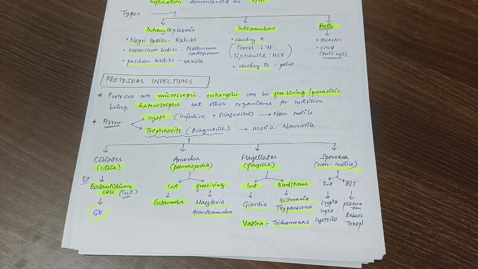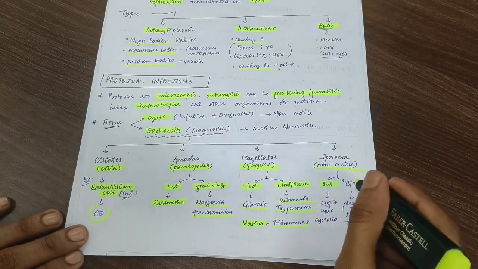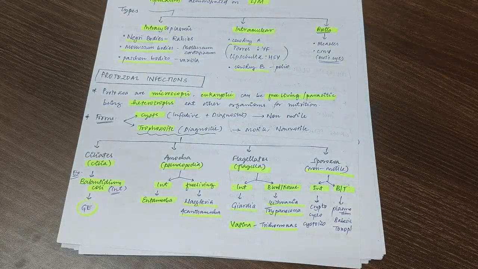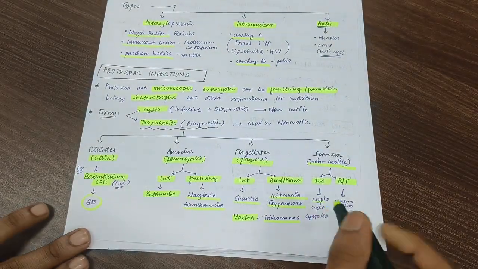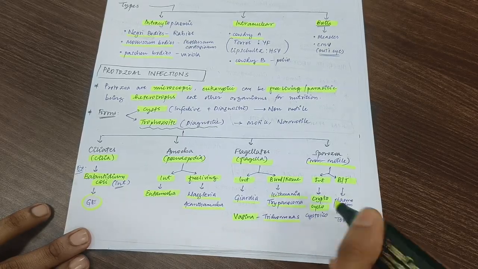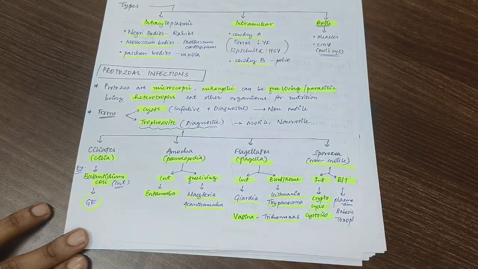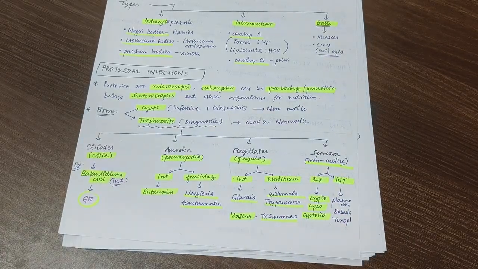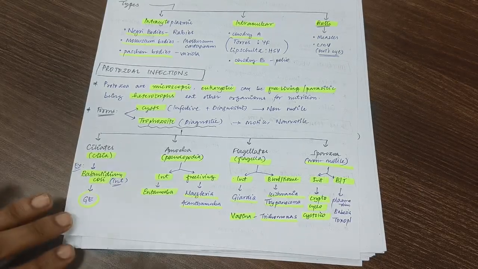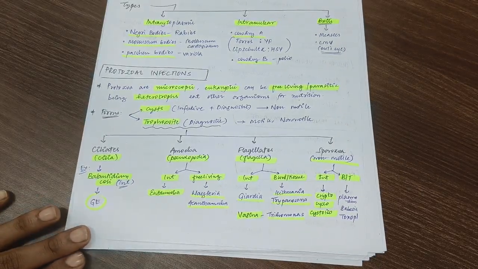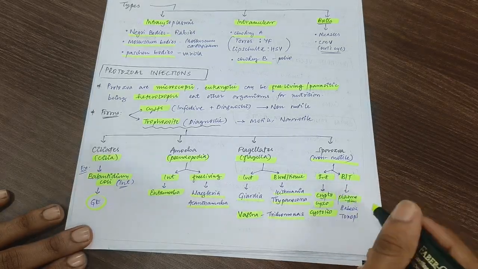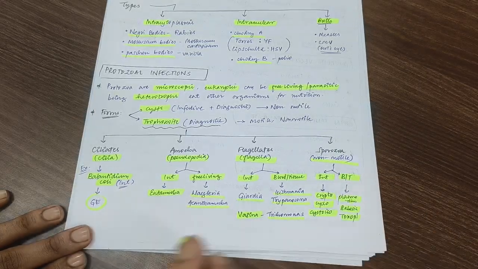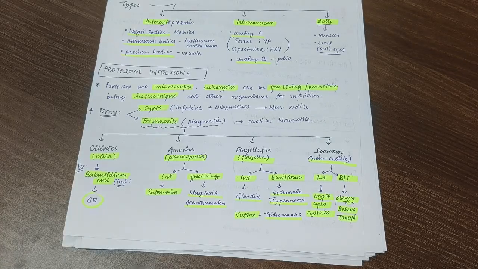Sporozoa, which is non-motile, again has two forms, intestinal form and blood or tissue form. Intestinal form: Cryptosporidium, Cyclospora and Cystoisospora. Blood or tissue forms of sporozoa are Plasmodium, Babesia and Toxoplasma. All these are the parts seen.